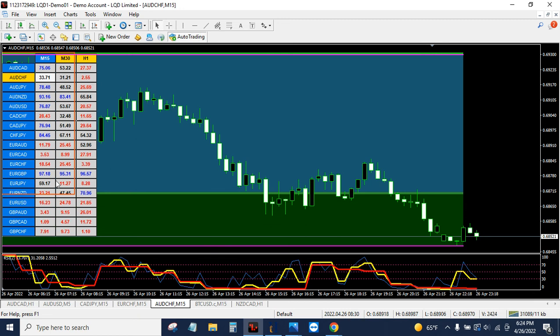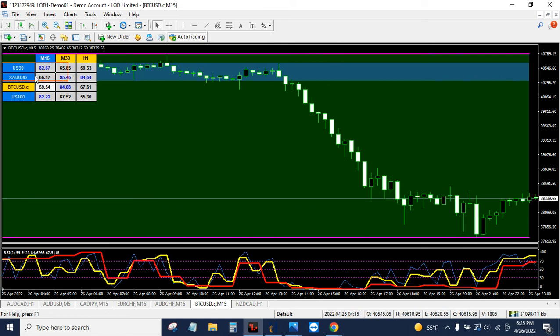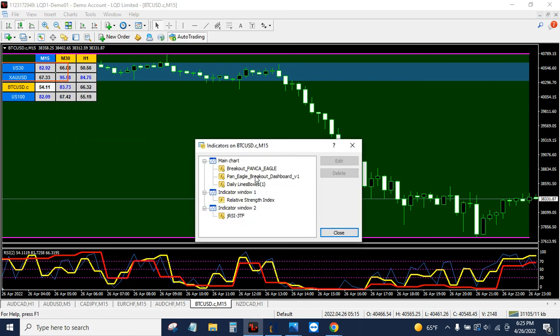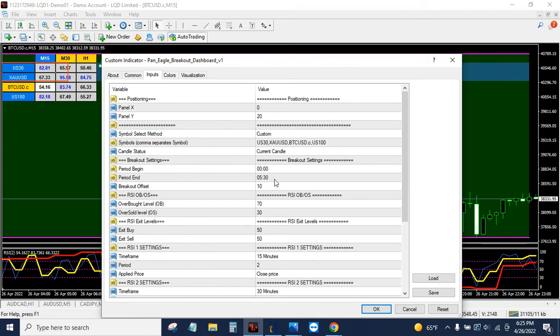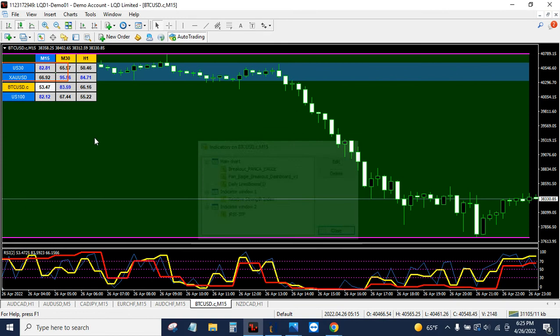So this is using 3 time frames RSI. It's going to have a magic number too, and the reason why it's going to have a magic number is because of this right here. These are indices and commodities. As you know, I don't really want to trade 0.10 lot with these. So because of the magic number, I can just say I want to trade this at like 0.01 lot.